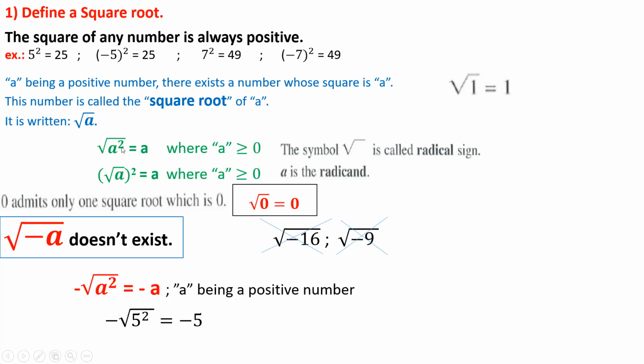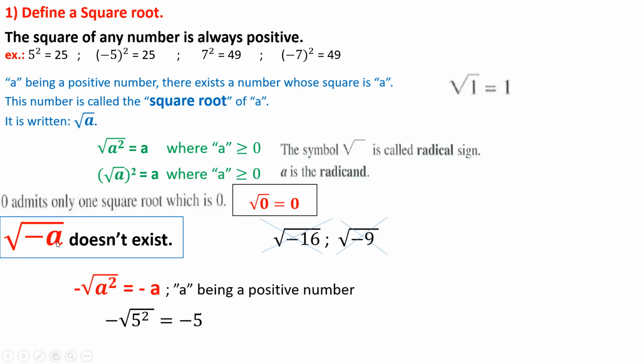As I said, the exponent inside should always be 2. So the square cancels the radical and my answer is A. Also, radical A, all of it squared, the square cancels the radical and my answer is A. And A is always a positive number inside. The radicand inside should always be positive. Now, 0 admits one square root, which is 0. Radical 0 is equal to 0. Please don't forget, this is very important.